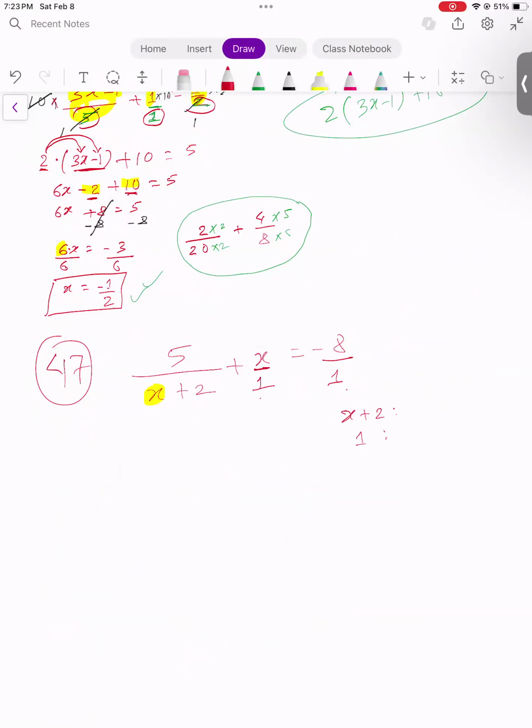So what would be the common denominator for these expressions? Can anyone tell me? What do you think? What will be the common denominator here?